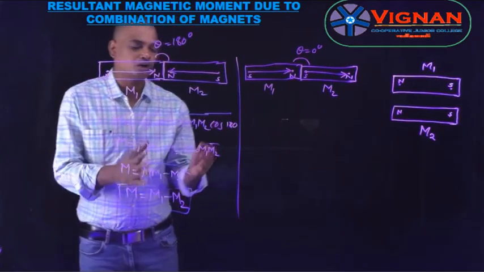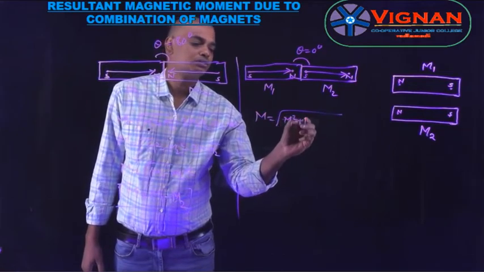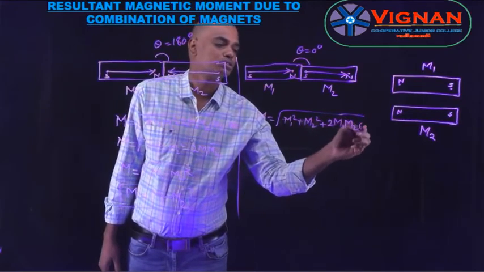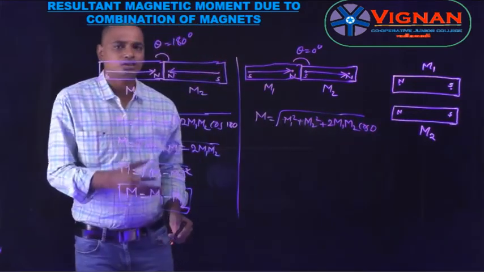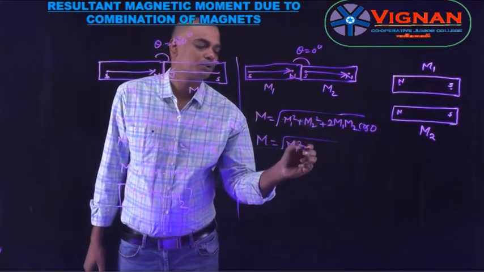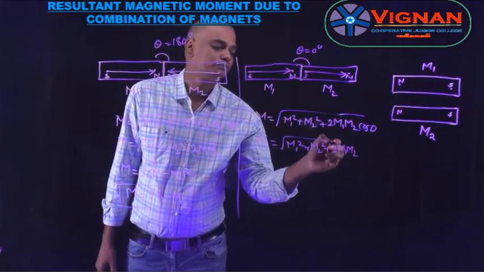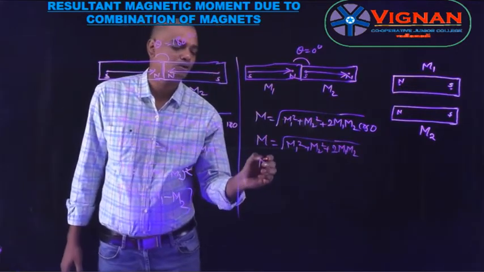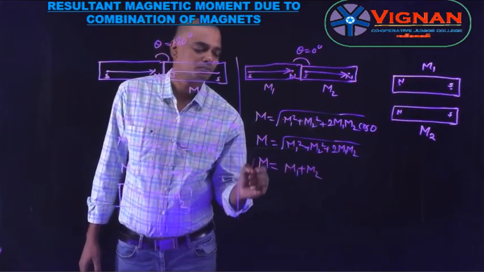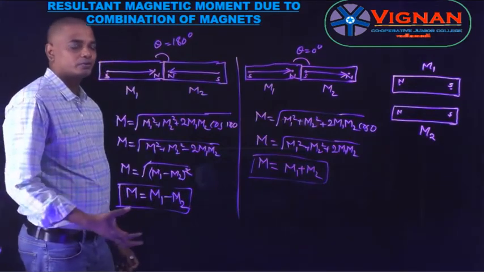So substituting in the formula, M is equal to root over m1 square plus m2 square plus 2m1 m2 cos 0. The value of cos 0 is 1. Therefore, M is equal to root over m1 square plus m2 square plus 2m1 m2, which is the formula for m1 plus m2 whole square. Therefore, the resultant will be m1 plus m2. By simplifying the above equation, we get that the new magnetic dipole moment will be m1 plus m2.